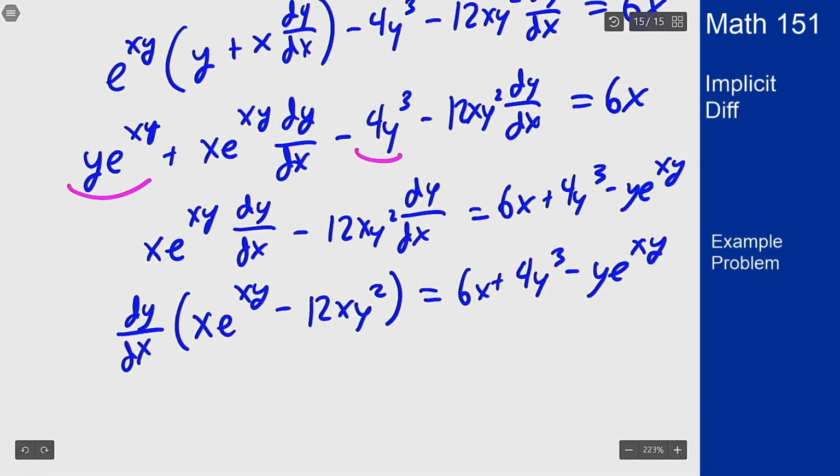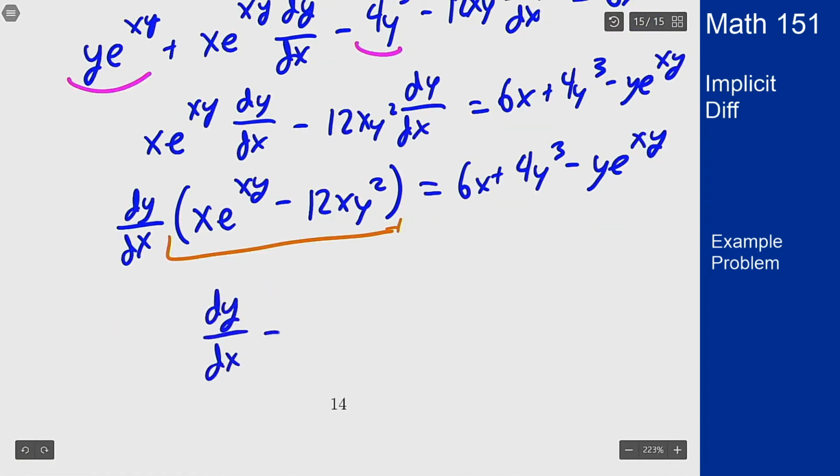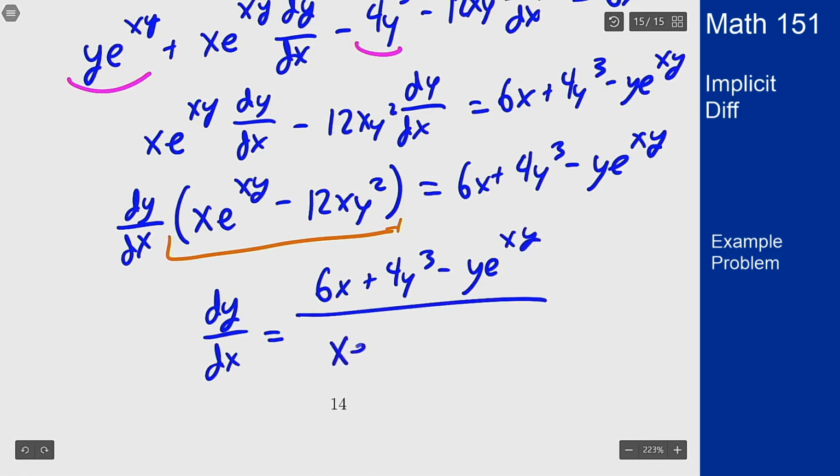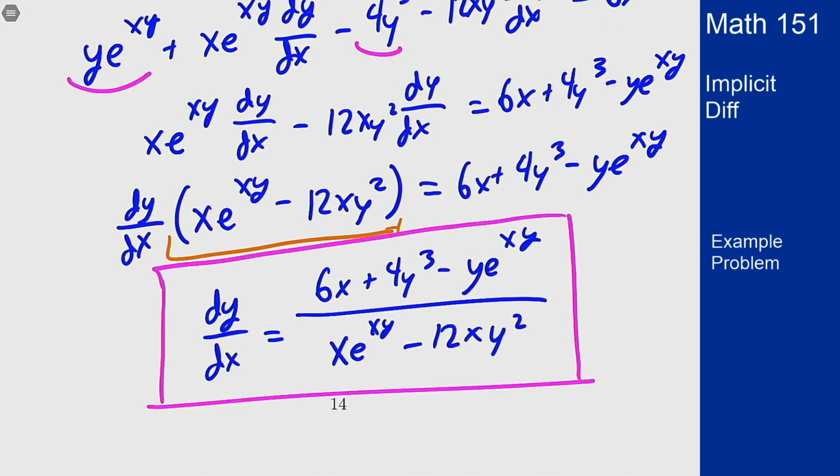And I can get my final answer by dividing both sides by this thing that multiplies dy/dx over here, to give me that dy/dx equals 6x plus 4y^3 minus y e^(xy), divided by x e^(xy) minus 12xy^2. And that's how you work out the answer to this implicit differentiation problem.